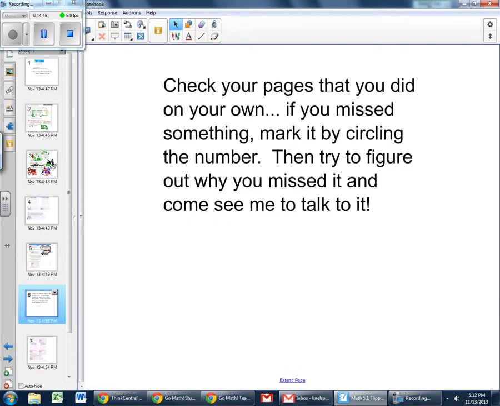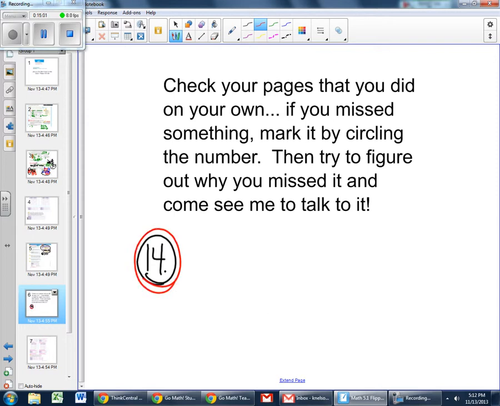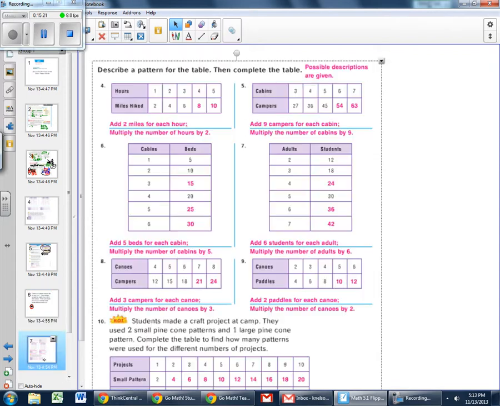Then you're going to check your pages that you did on your own. If you miss something, mark it by circling the number. So if you miss number 14 on a page, you're just going to simply take your pencil and circle it. Then you're going to use the answer guide and try to figure out maybe where you made your own mistake. By you looking and investigating, you're going to be a much better problem solver to figure out what you missed. Then you're going to come and see me so we can talk about it. Okay? And here are your answers.